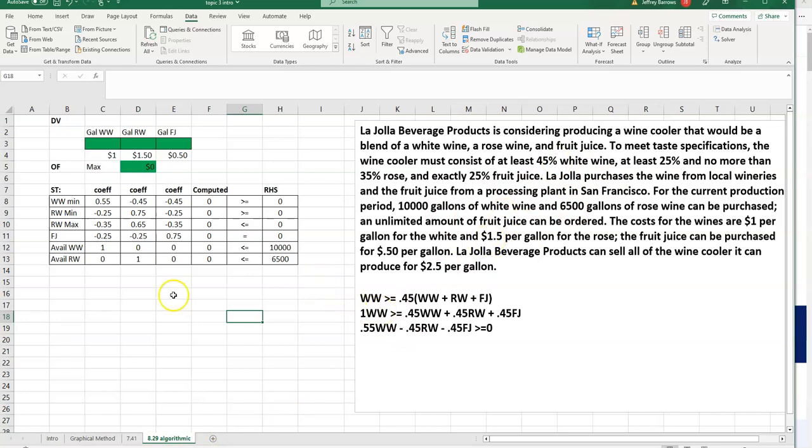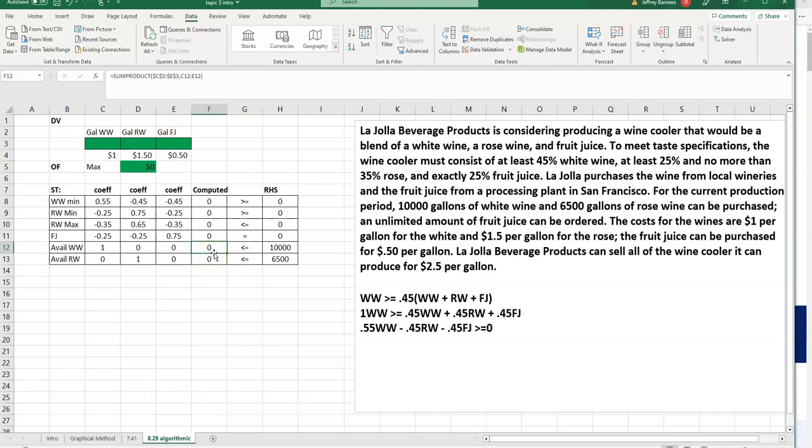The last two constraints here: there's a maximum amount of white wine available. I think it's 10,000 gallons. It's right here, right? So I have a coefficient of 1 on the white wine. These are 0, and notice I'm computing, again, a sumproduct. That's no problem because these coefficients are 0, so effectively the rosé and the fruit juice don't play here.